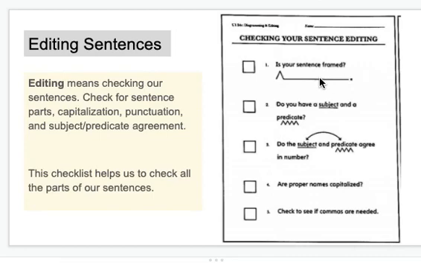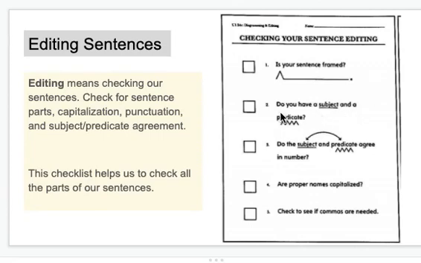When we edit, we check for these things and then we make changes if we need to. The first thing on our checklist is making sure that our sentence is framed. Remember, a sentence is framed if the first word starts with an uppercase letter and you have a stop sign or punctuation at the end of it. This might be a period, an exclamation mark, or a question mark. If you don't have these things in your writing, make changes.